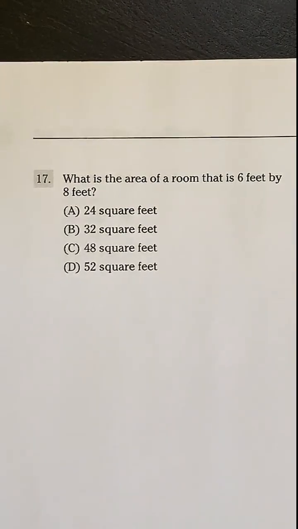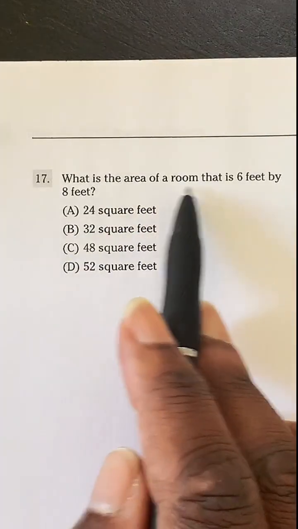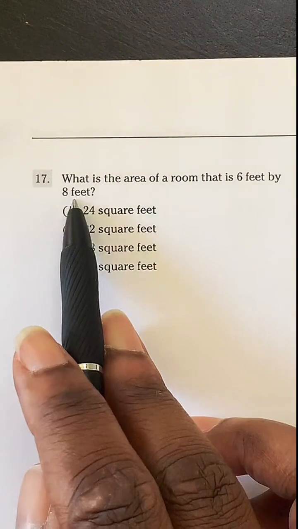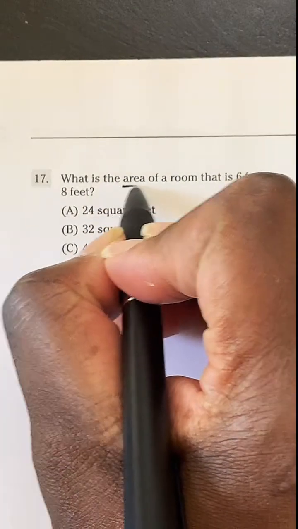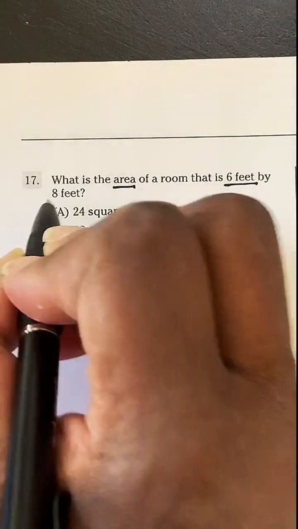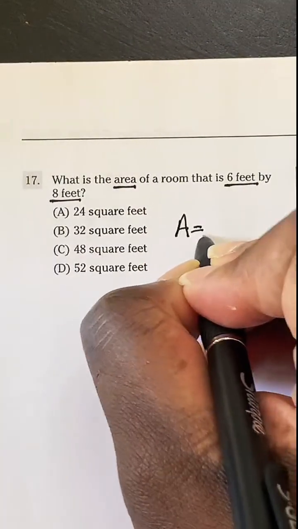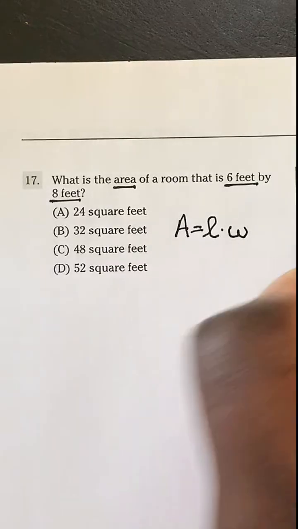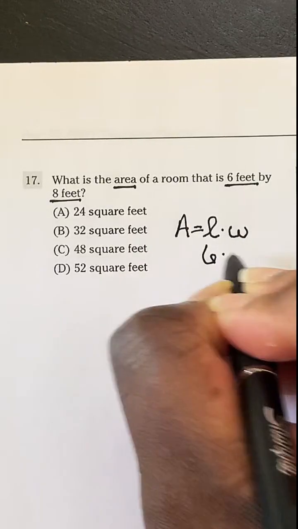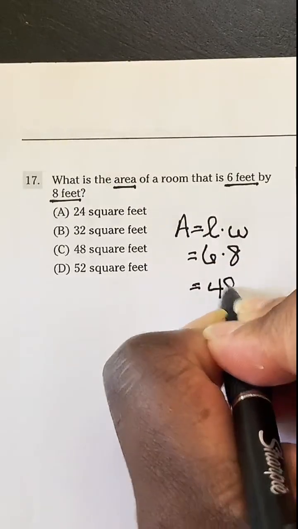Okay. All right. So let's take a look. What is the area of the room that is 6 feet by 8 feet? They are talking area. That is the clue there. And they're giving you your length and your width. So if we're looking at length times width, that means we're looking at 6 times 8. And 6 times 8 gives me 48.